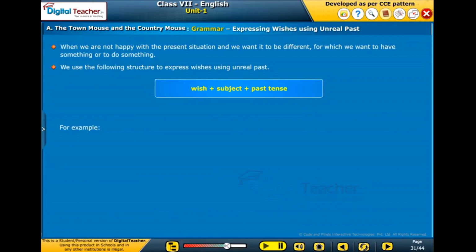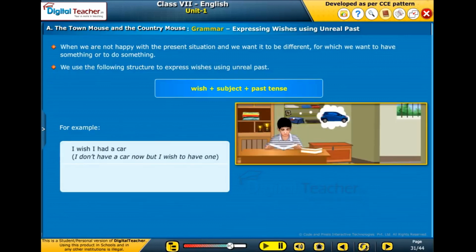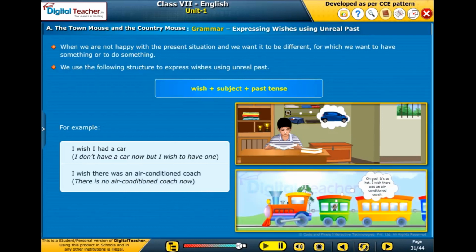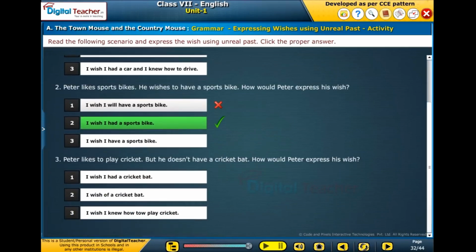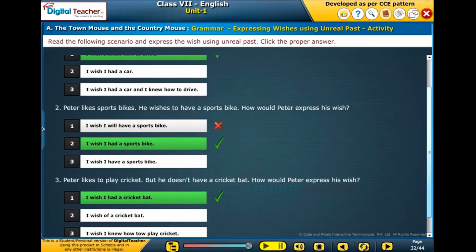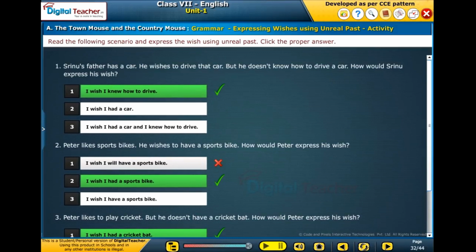For example, I wish I had a car. I don't have a car now, but I wish to have one. I wish there was an air-conditioned coach. There is no air-conditioned coach now. Now, let us do an activity to express wishes using unreal past. Read the following scenario and express the wish using unreal past. Click the proper answer.